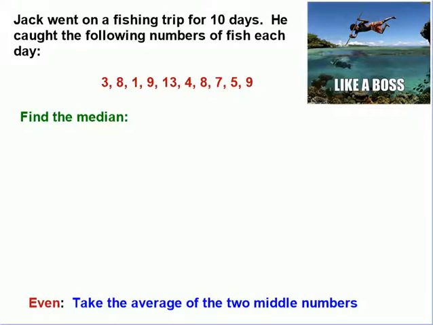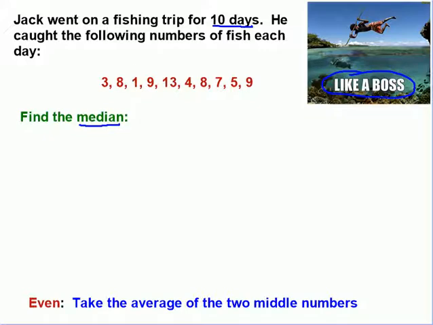All right, one more problem before we finish. Jack went on a fishing trip for 10 days. How cool is that? He went on a fishing trip like a boss. He caught the following numbers of fish each day. That is a lot of numbers of fish. We need to find the median. So the first thing we have to do is put these guys in order.